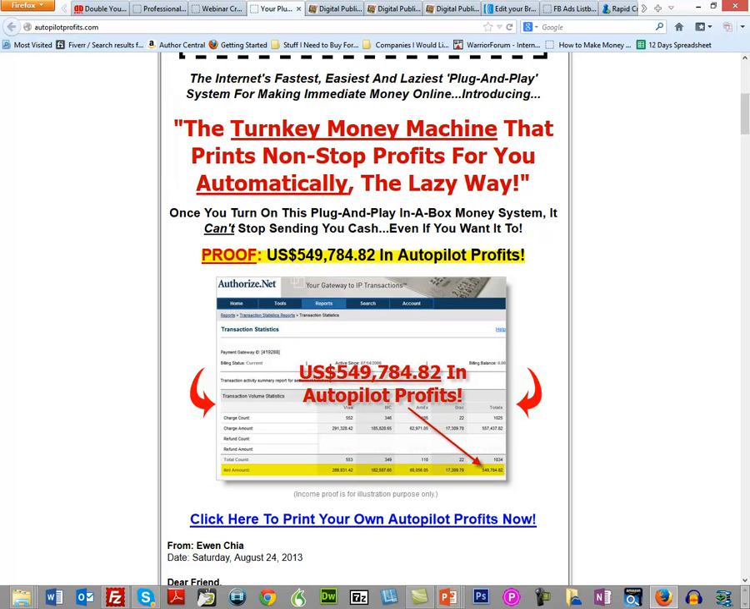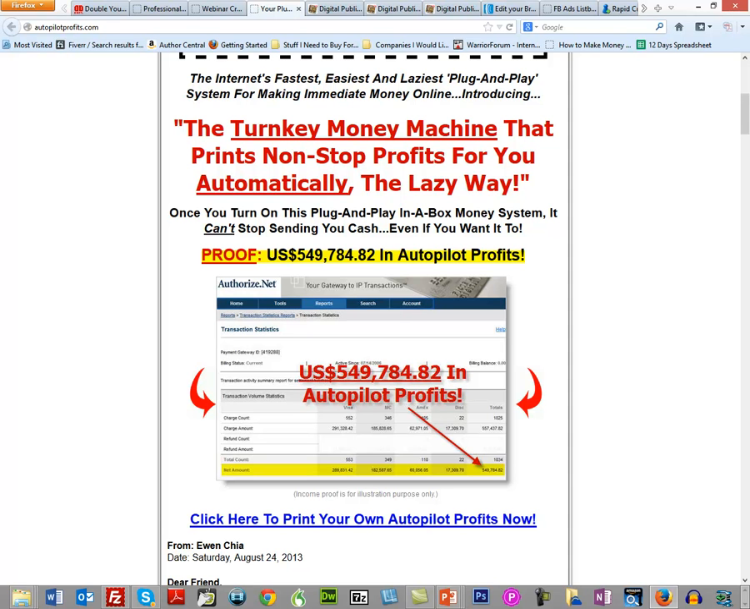Take a look at that headline, grabbing your attention. It's a turnkey money machine, automatically, and you see the lazy way. All things that are going to be trigger points for people who want to make money and maybe don't have time or haven't been successful. In other words, if someone else can make money and be lazy, and I'm willing to work hard at it, I probably can. The headline is very important. It's going to grab your attention.